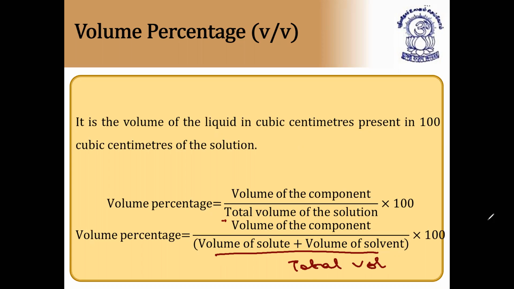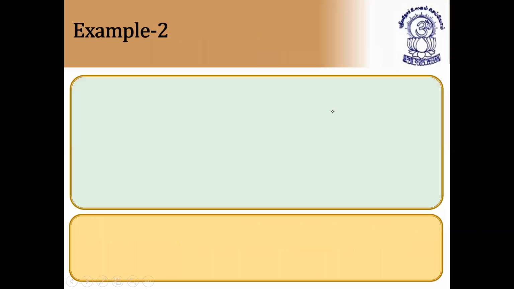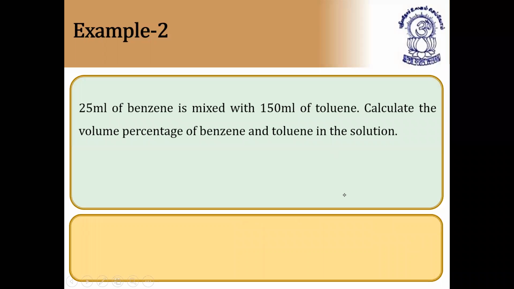So you have to calculate volume percentage. Next, how to give volume percentage of benzene and toluene in the solution? Benzene and toluene, they are given clearly, all the values. 25 ml of benzene is mixed with 150 ml of toluene. So calculate the volume percentage of benzene and toluene in the solution. And for this, the hint is also given directly.